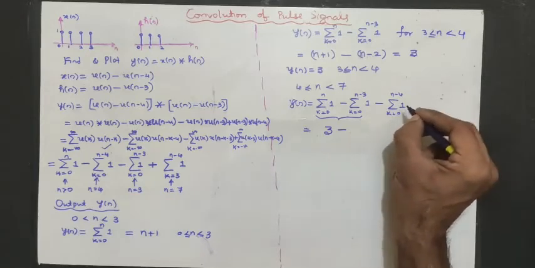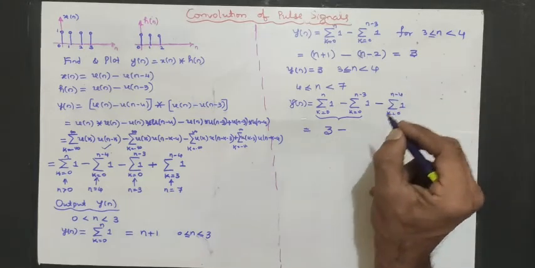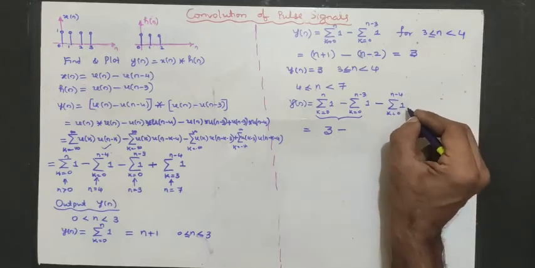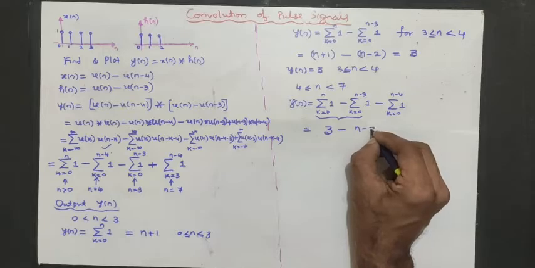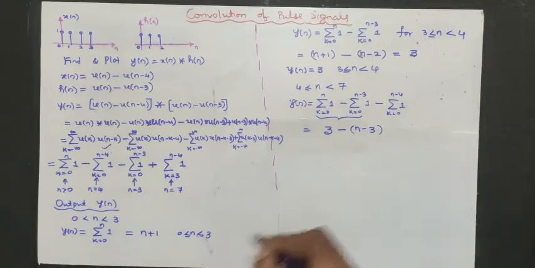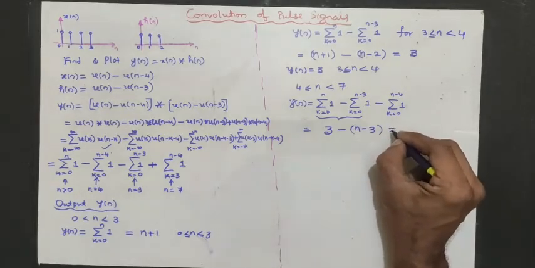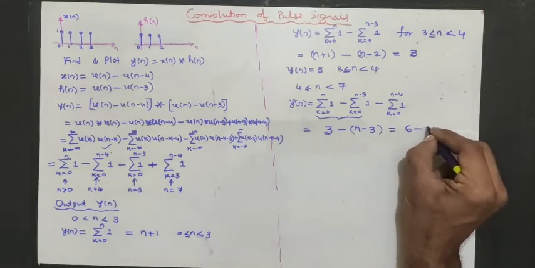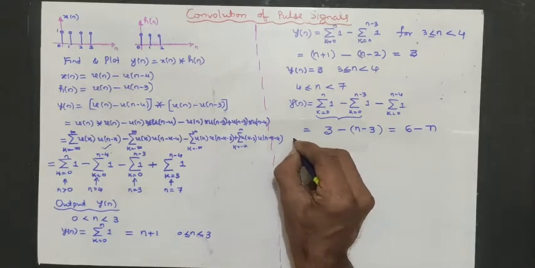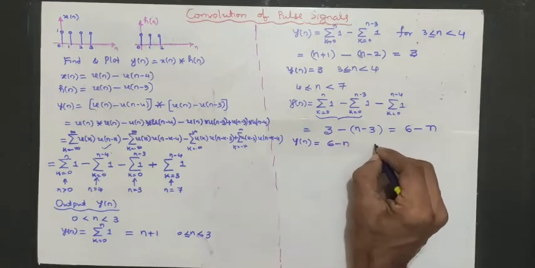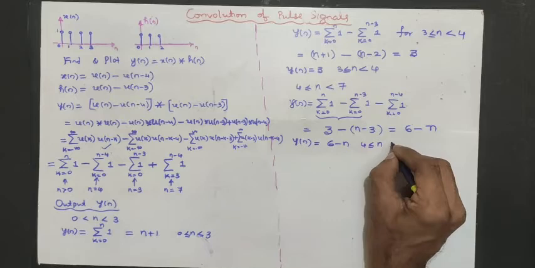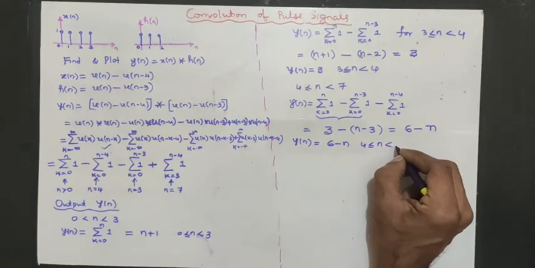Minus. What about this? n minus 4 is there, summation from 0 to n minus 4 of 1. That means it becomes n minus 4 plus 1, n minus 3. Hence my answer becomes 6 minus n. Correct? 6 minus n. y of n is equal to 6 minus n for n greater than or equal to 4 and less than 7.